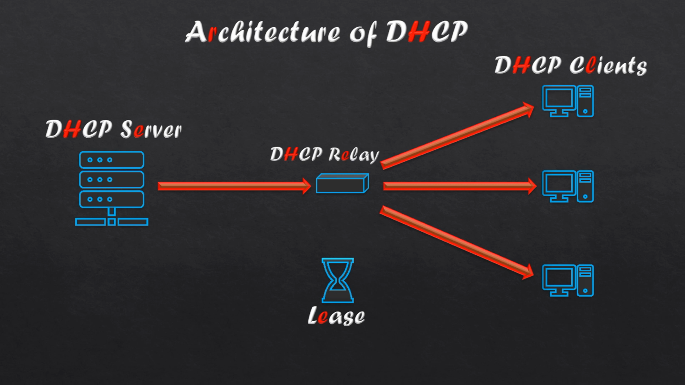Sorry, I missed out one thing here. Another reason why we use DHCP relay is that it helps to centralize the DHCP server. If DHCP relay is not there, then we have to use a dedicated DHCP server for each network.